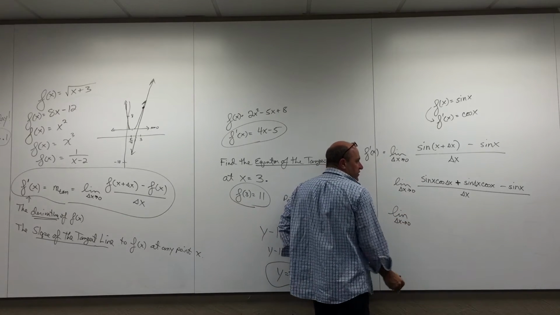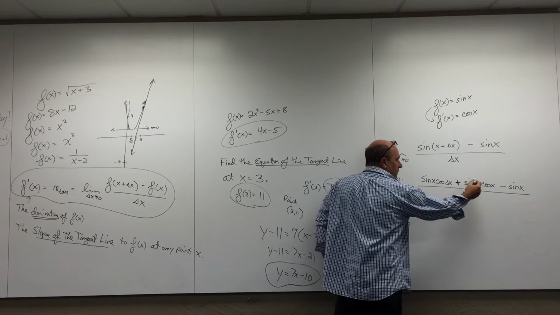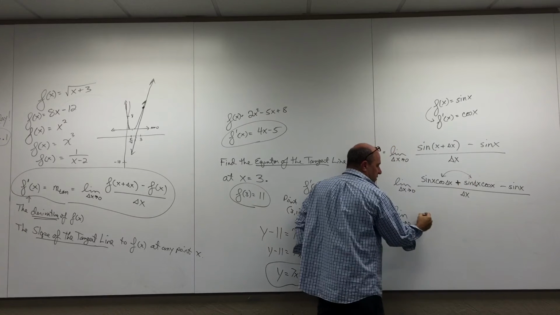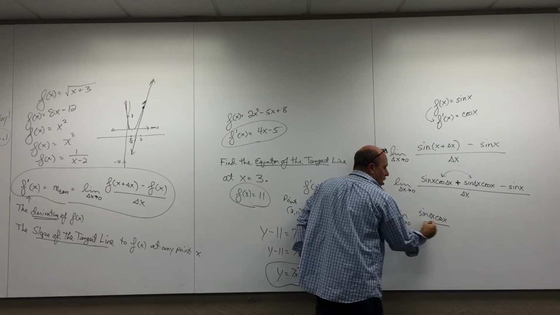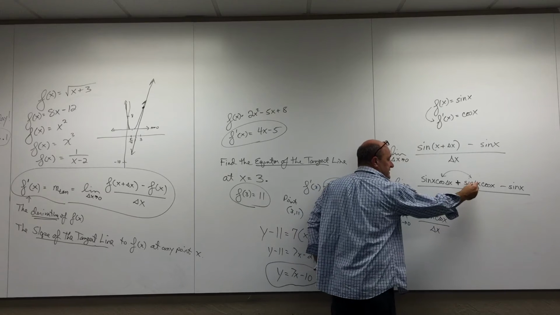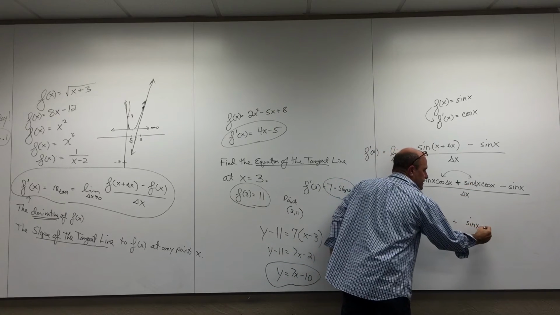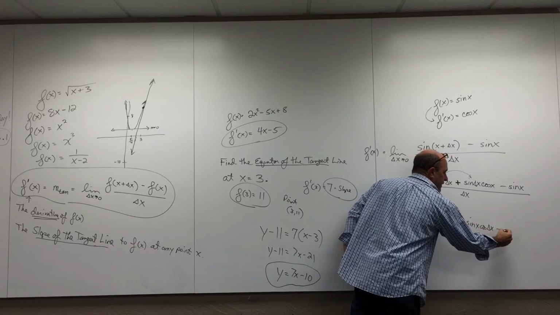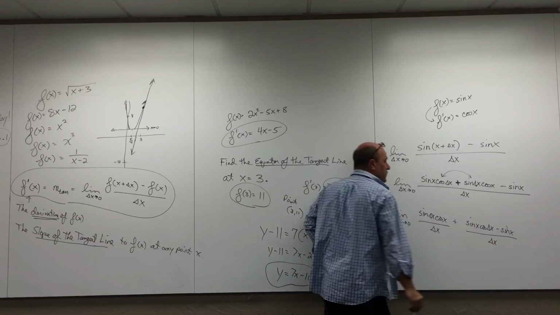Here's what we do next. I'm gonna do a little rearranging here. Watch this. I'm gonna rearrange these two terms. So I'm gonna write sine delta x cosine x all over delta x, plus this sine x cosine delta x minus sine x all over delta x. Now wait a minute. I did a few moves at once.